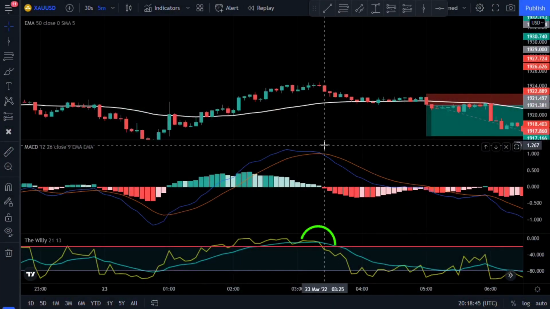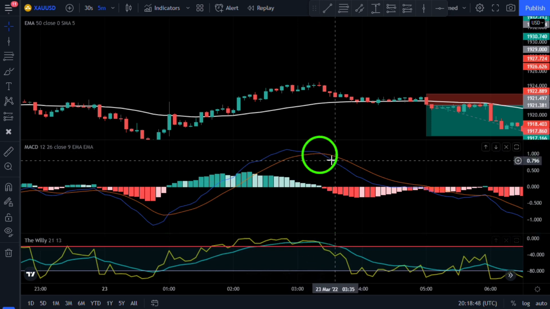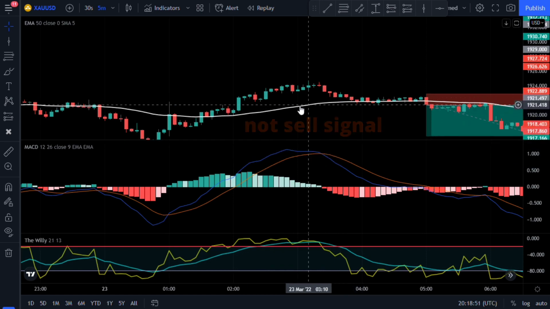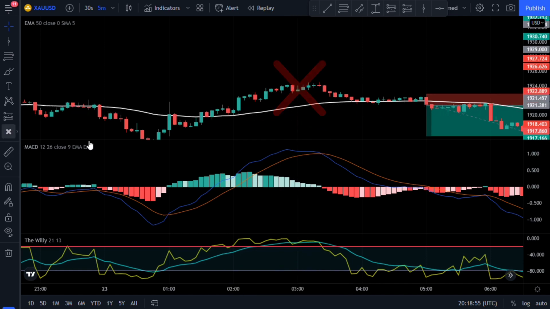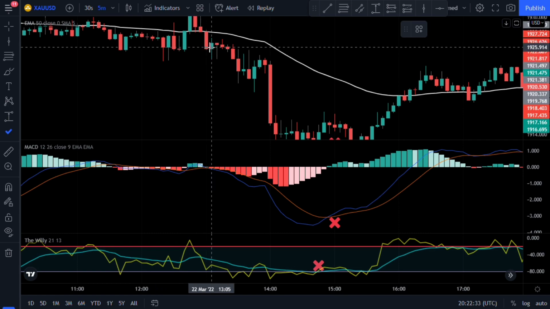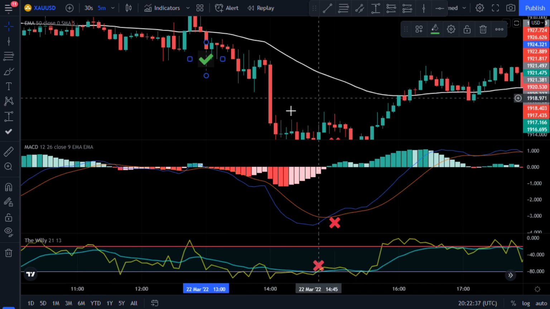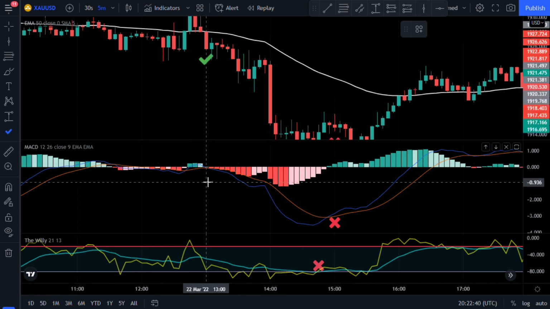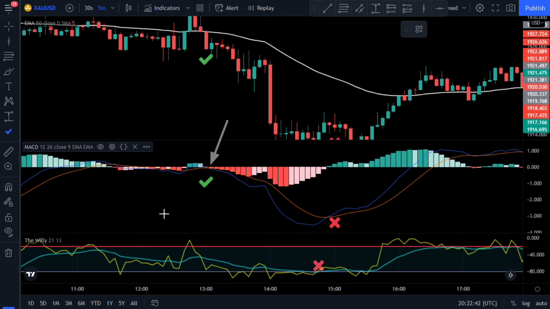Here is another example of a signal issued by the Williams indicator. At the same time, the MACD indicator has issued a sell signal. But the EMA line does not confirm this sell signal, because the candlesticks are above the EMA line. Here the candlestick is below the EMA line, so the first sell signal condition is confirmed. In the MACD indicator, the orange line crosses the blue line down, and the histogram color turns red at the same time. The second condition was also approved.